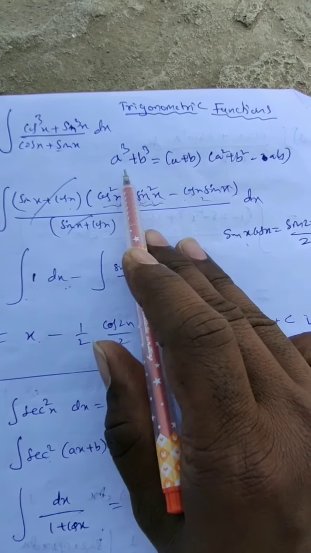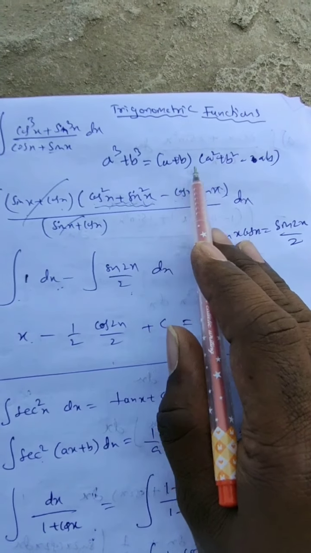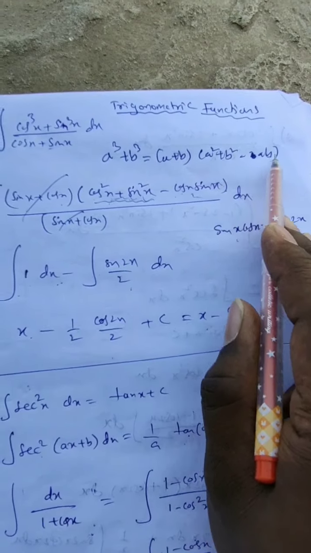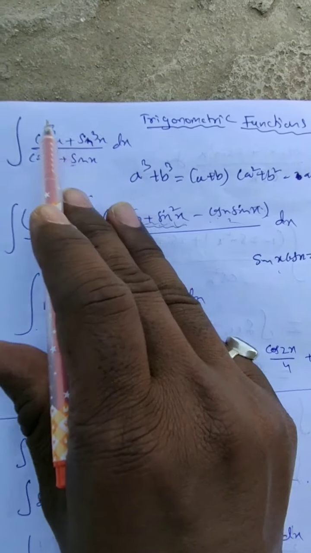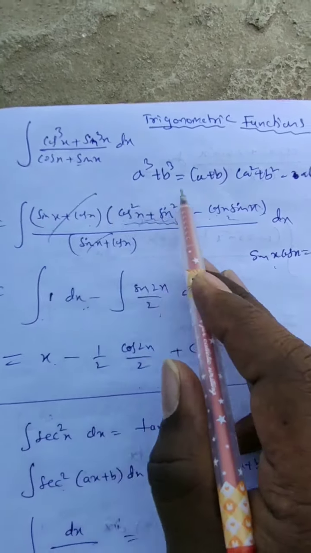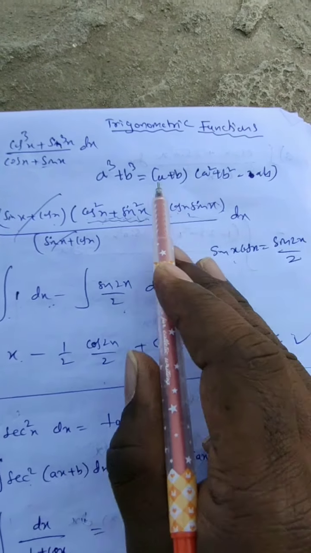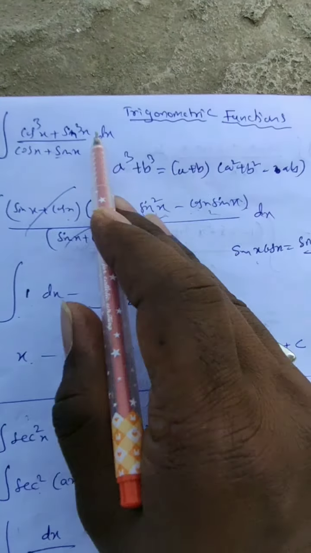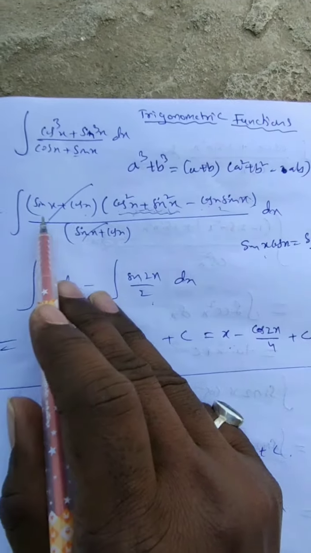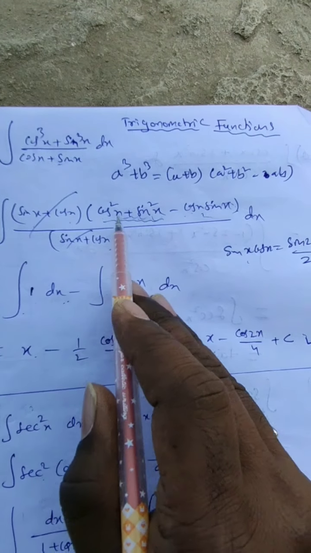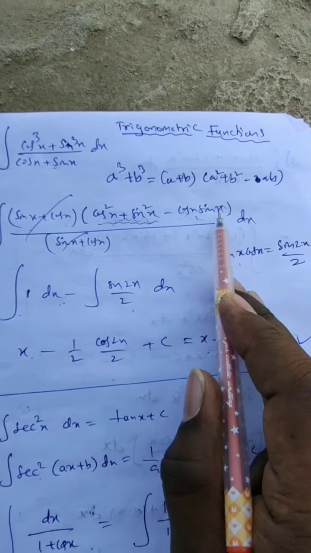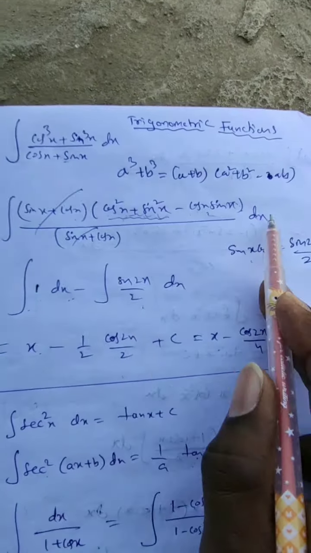So you get an idea, that is a cube plus b cube is equal to (a plus b) into (a square plus b square minus ab). So how can I express this numerator using this formula? I can write a as cos x and b as sin x. If we substitute here, (sin x plus cos x) into (cos square x plus sin square x minus cos x sin x) upon (sin x plus cos x) dx.